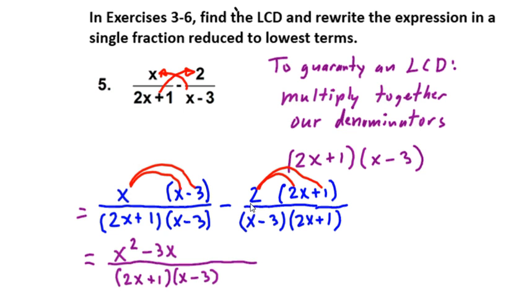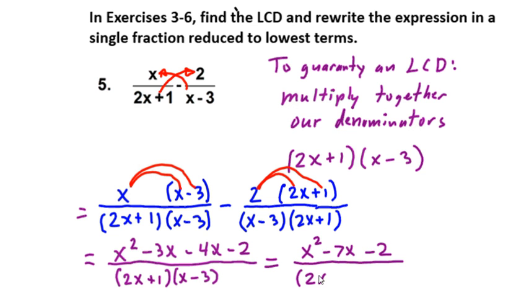And then for the right side, we're going to have minus 4x. This minus sign distributes to both of these things here. So we have minus 4x and then minus 2. And all this combining like terms is going to be x squared minus 7x minus 2, all over our common denominator, 2x plus 1 times quantity x minus 3. And so that will be our answer.